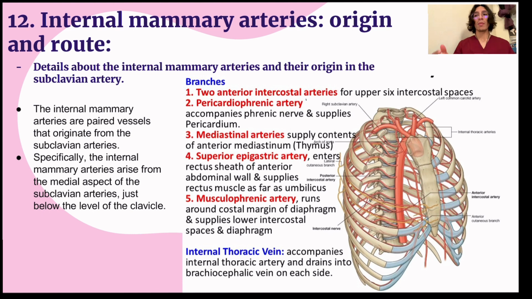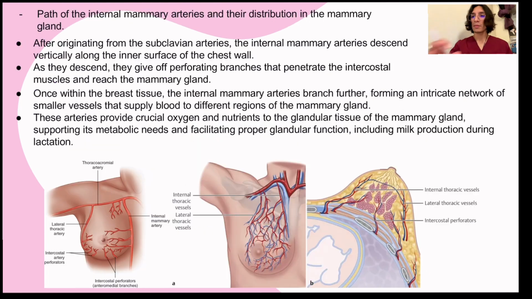Okay, now internal mammary arteries, origin and route. The internal mammary arteries are paired vessels that originate from the subclavian arteries. Specifically, the internal mammary arteries arise from the medial aspect of the subclavian arteries just below the level of the clavicle. Path of the internal mammary arteries and their distribution in the mammary gland.